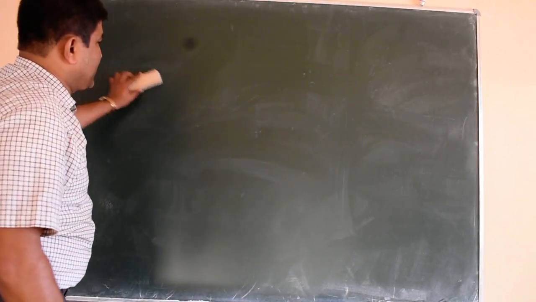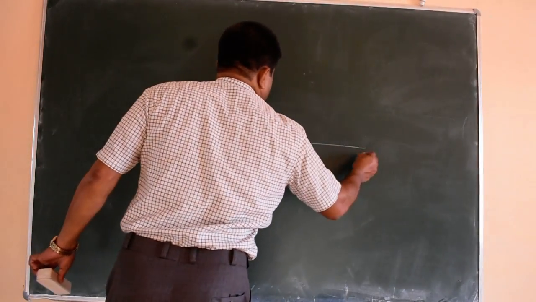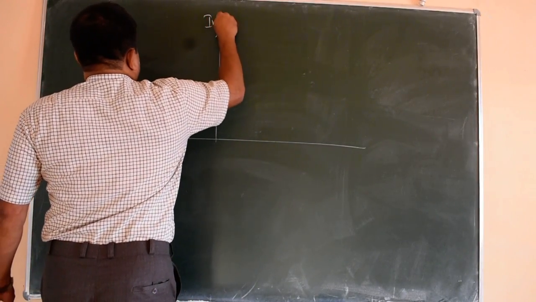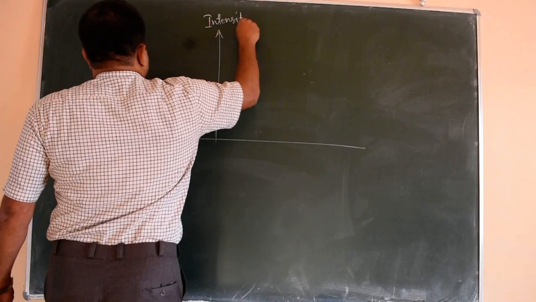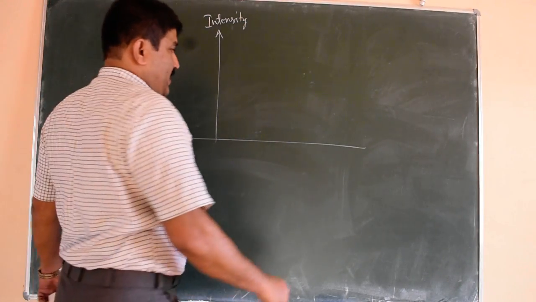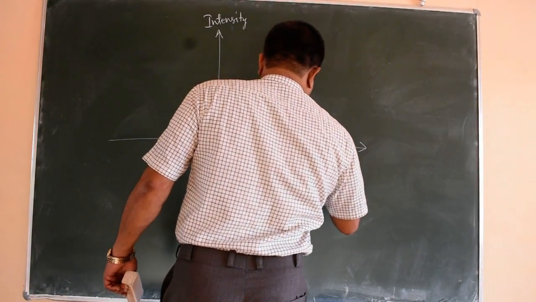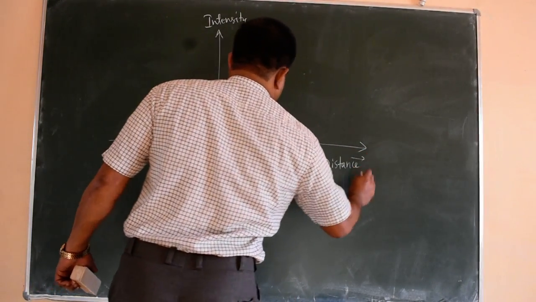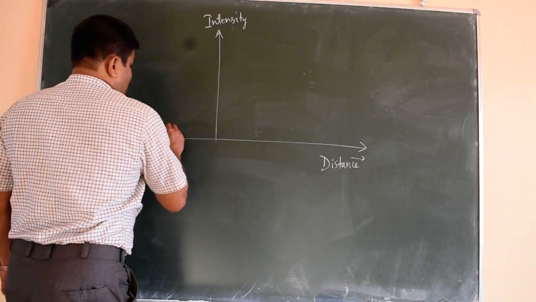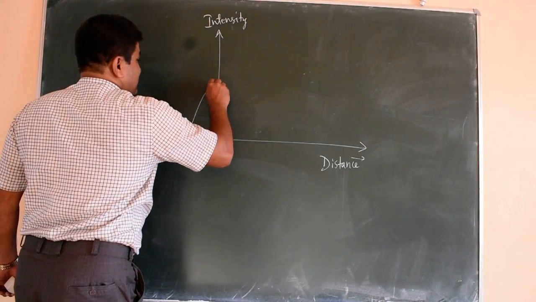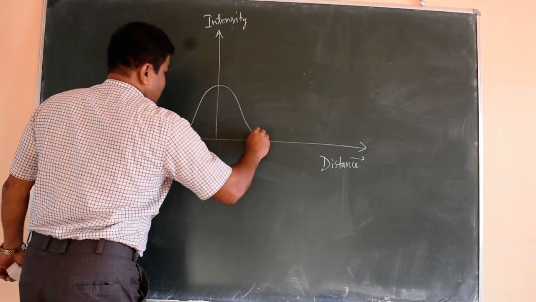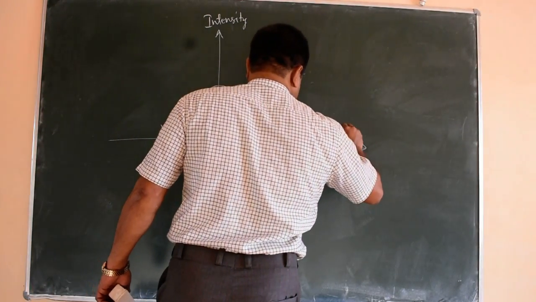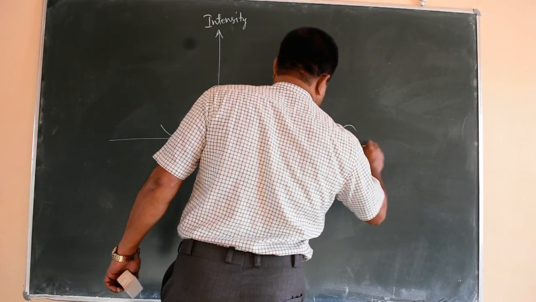I discussed the intensity distribution curve in interference. So this is the graph. Intensity is along the y-axis, intensity on the screen, and along the x-axis is the distance. A bright region is formed on the screen like this.